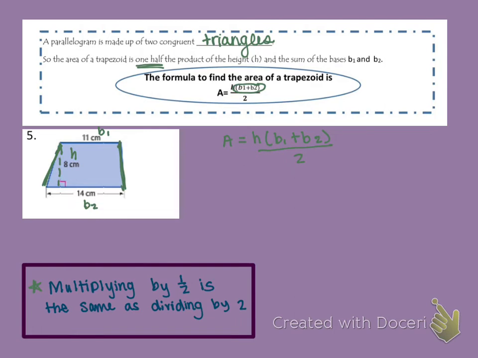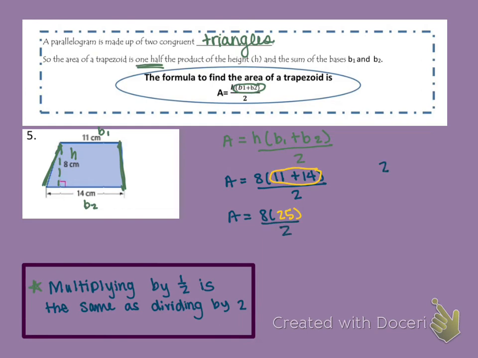So, okay, let's plug in. A equals your height, which is 8, B1, which is 11, plus B2, which is 14, all over 2. The first thing we're going to do here is PEMDAS, which is to add these two numbers. So then we have area equals 8, and inside your parentheses, 11 plus 14 is 25. And then divided by 2.